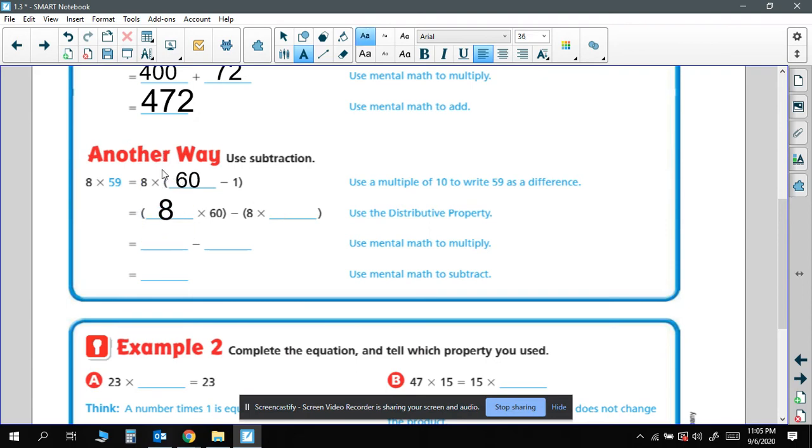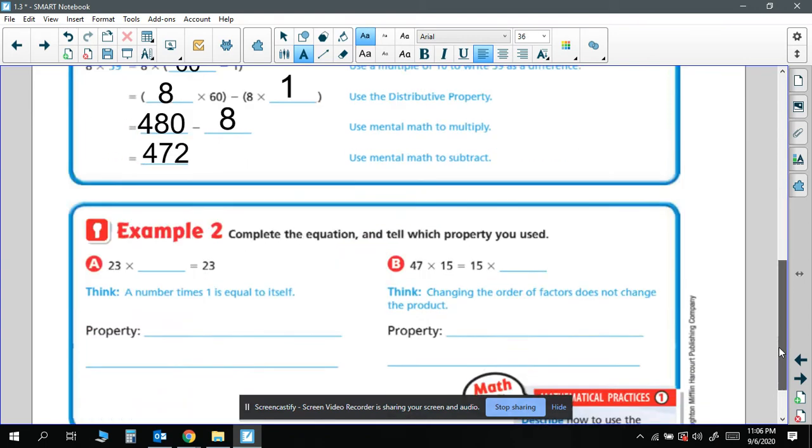And then over here it would be 8 times 1, because that's the other number. Okay, now we looked at 6 times 8 is 48. You add your 0, so we have 480 minus 8 times 1 is 8. And when you subtract 480 minus 8, you get the same answer, 472. Those of you who are good at subtraction, that might be an option for you to try out.